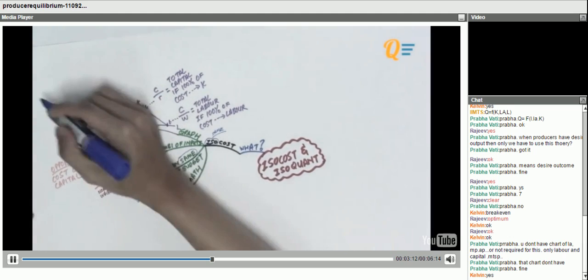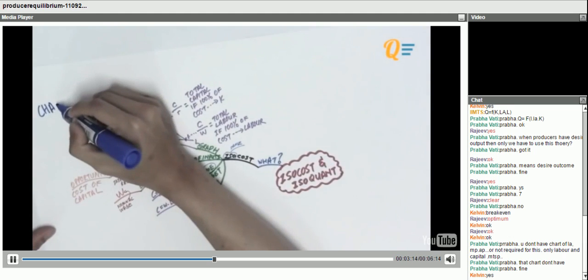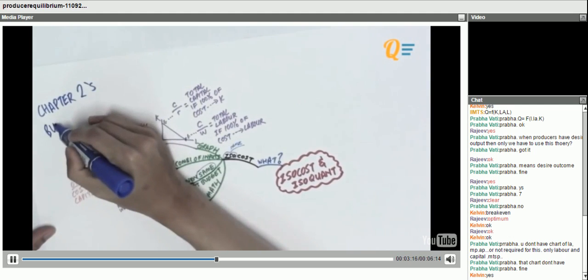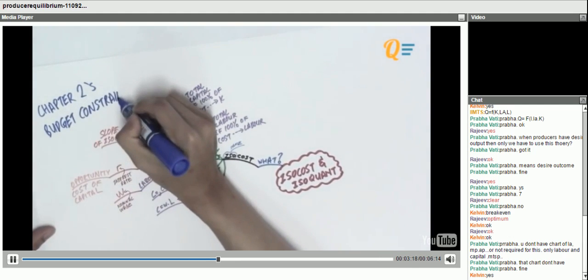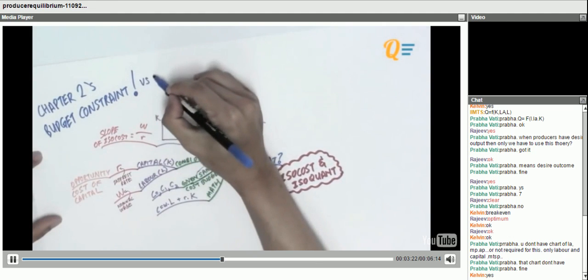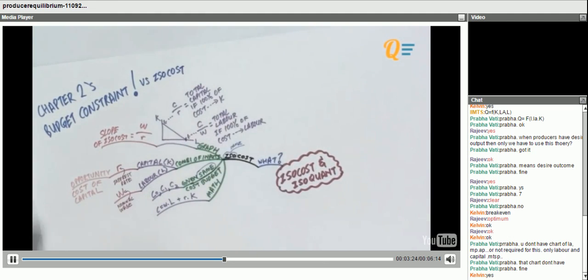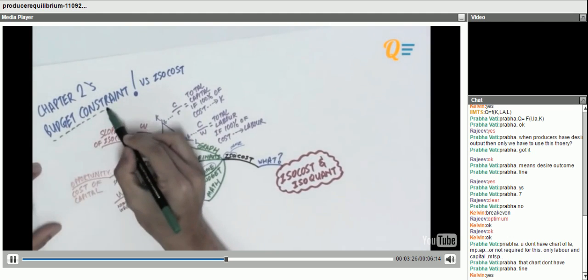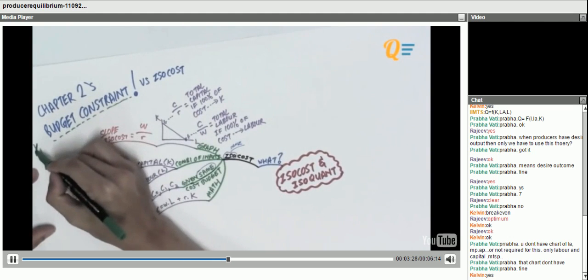I'm not going through this in so much detail because I think by looking at all this, you actually recall chapter 2's concept of the budget constraint. It is very, very similar to the budget constraint. And if you're going to compare the budget constraint with the isocost, let's take a look at what the budget constraint wants to do.